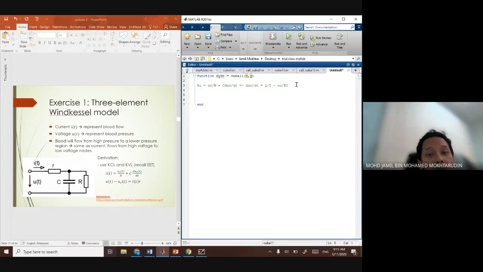Okay, so we write in MATLAB code how to code this equation. So dy dt equals I over C minus Y over R times C. Okay, so dy dt is dUC dt and y is UC, okay?